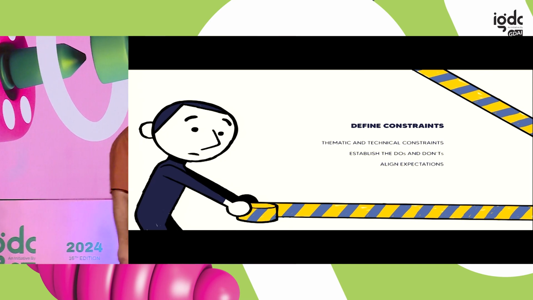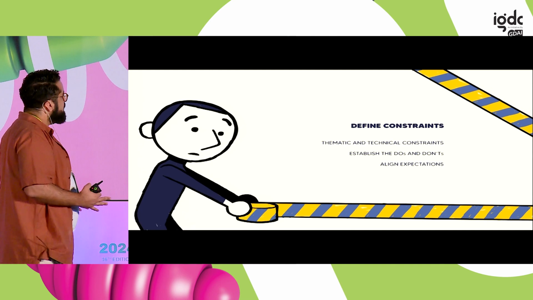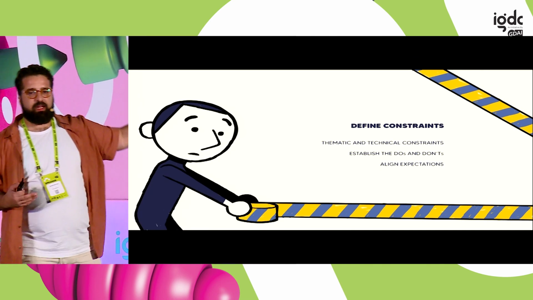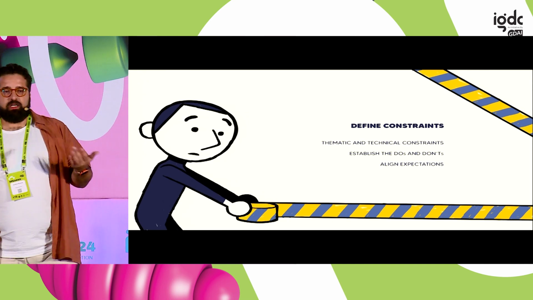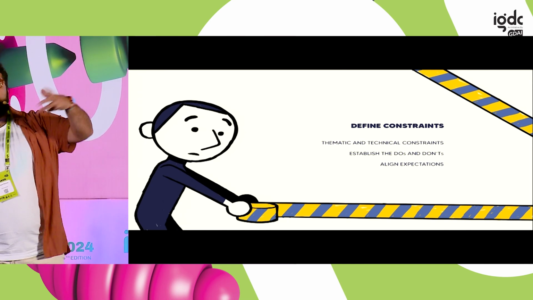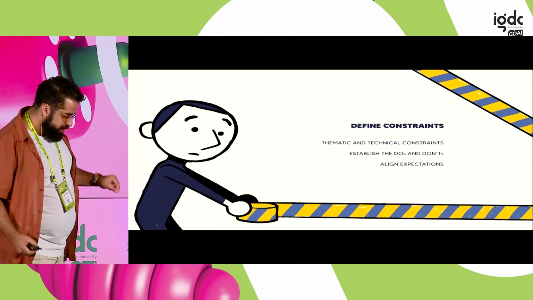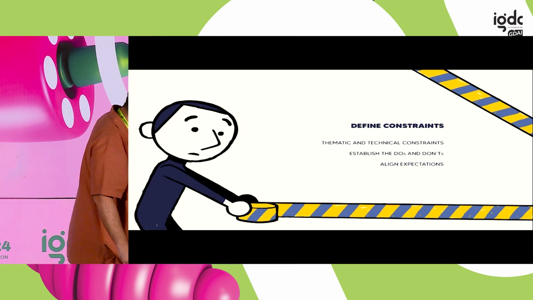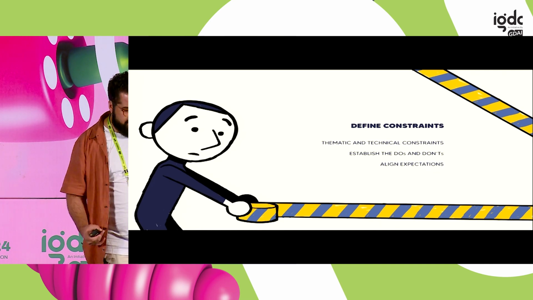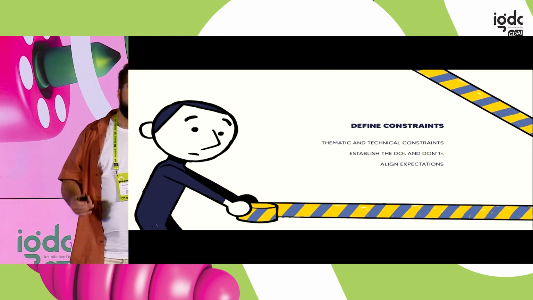So, it's important to define the constraints and align the expectations with the teams. Here it's quite important again, because we as artists can go crazy doing our ideas. So it's really important to ask: what is the style of the game? I mean, is it 3D? Is it 2D? Is it a hybrid between the two?